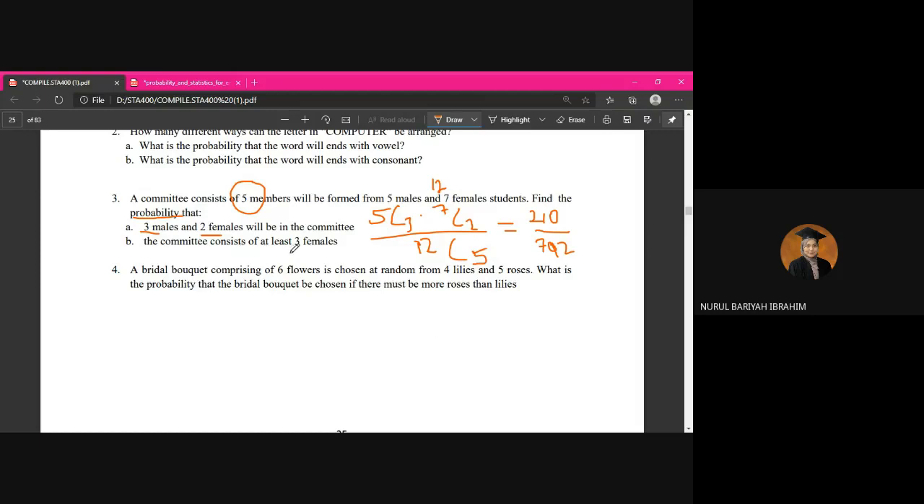How about B? The committee consists of at least 3 females. At least 3 females. So you need to tambah. Kan? At least 3 means that paling sikit 3. Paling banyak 5 lah sebab dia nak ambil 5. Okay. Paling sikit 3. So maybe 3 females. Maybe 4 females, maybe 5 females. Kan? At least 3 females. So let's say kita buat dulu untuk 3.